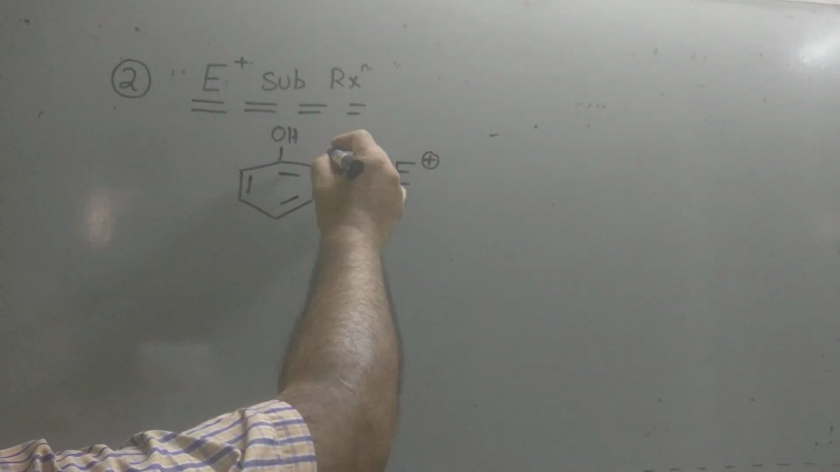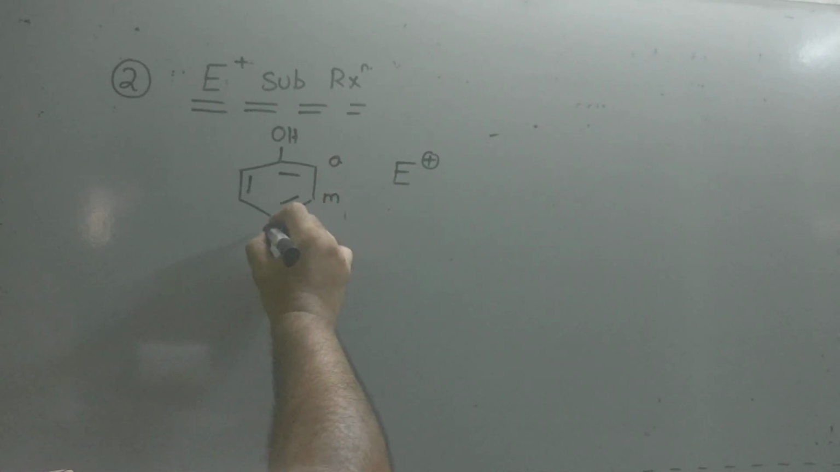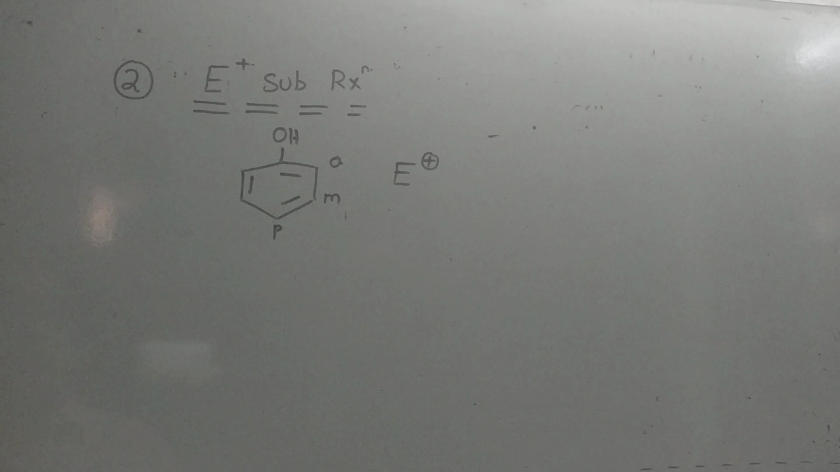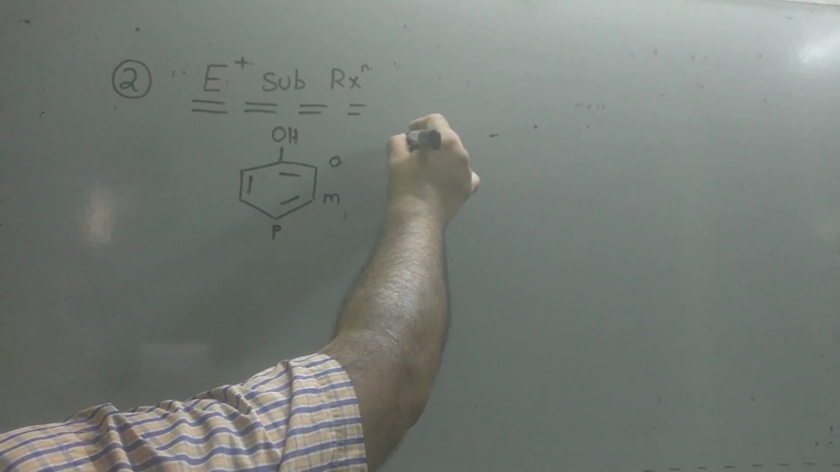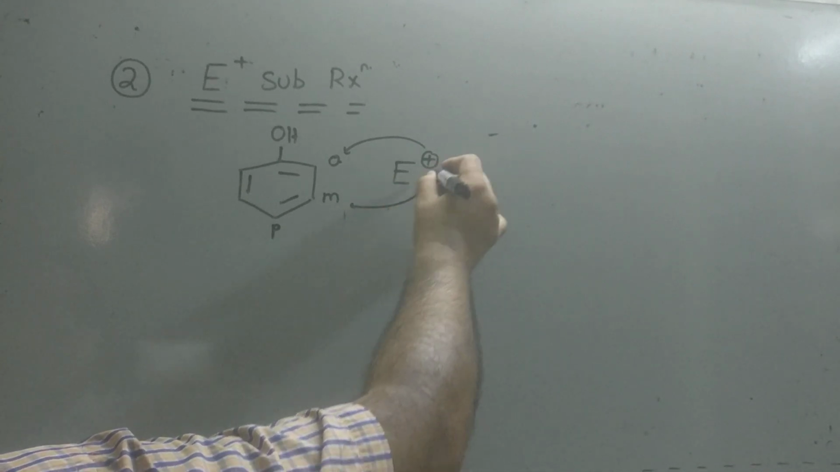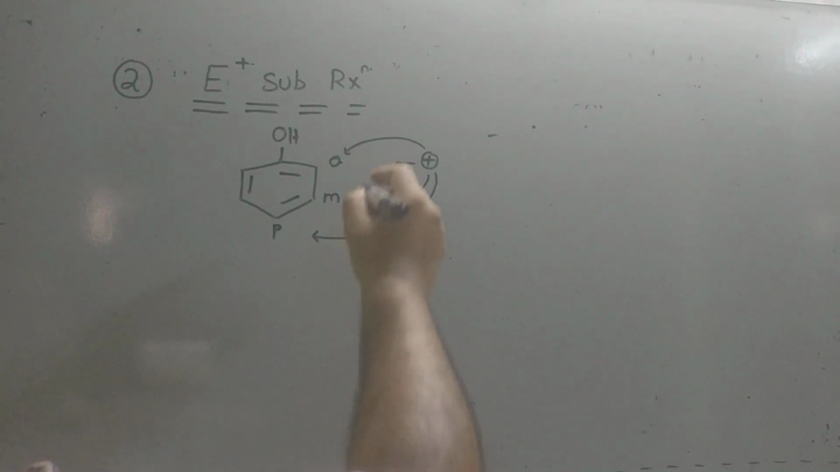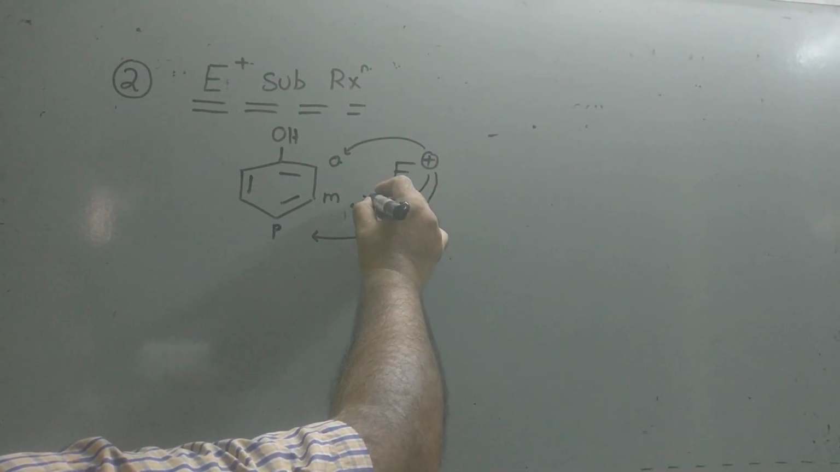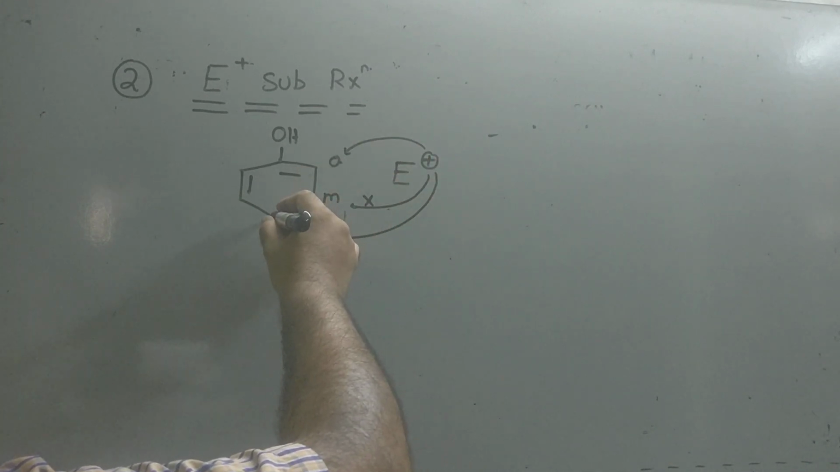Which positions will be attacked by the electrophile? There are three possibilities. The electrophile can attack at the ortho position, meta position, or the para position. We have to find out at which position the electrophile is going to attack on phenol. We are going to prove that at the meta position the attack will not take place.